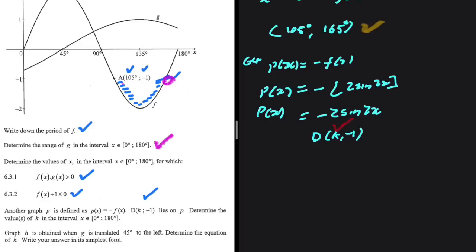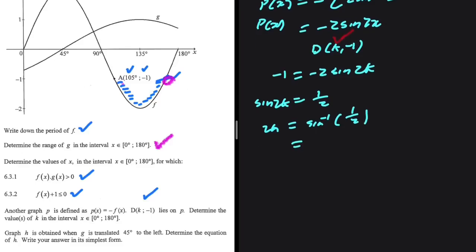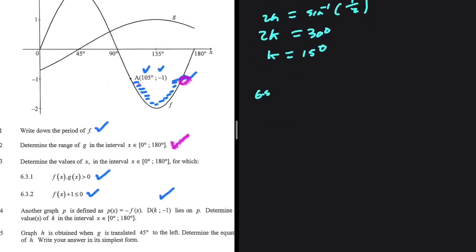If we do that, the y value is minus 1, so minus 1 equals minus 2 sine of 2k. If we divide both sides by minus 2, we're going to get sine of 2k being equal to 1 divided by 2. So 2k is equal to sine inverse of 1 divided by 2. So what is sine inverse of 1 divided by 2? That is 30 degrees. Okay, so k should be equal to 15 degrees. 6.4 done. The last question, 6.5.